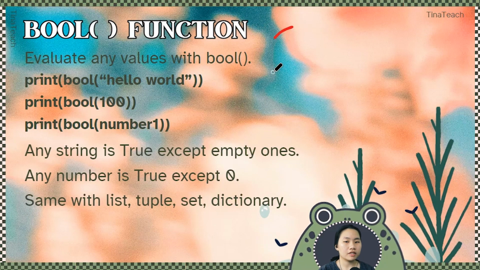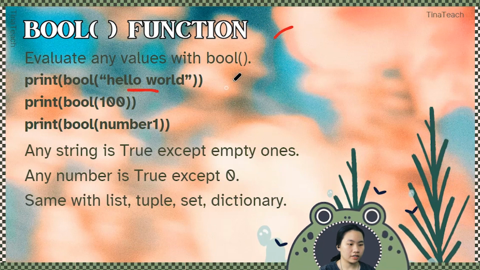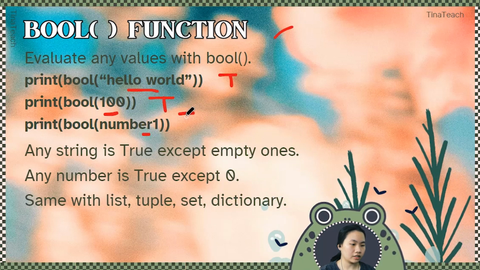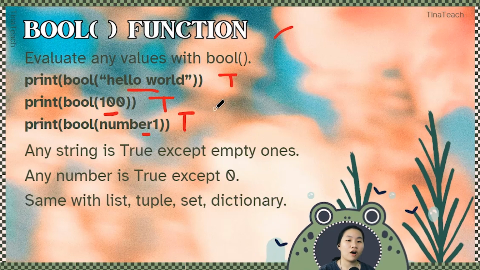We also have a cheeky little function, bool. It will evaluate any value that you put within it. So you can evaluate a string, this would return true. You can evaluate an integer, returns true. You can evaluate a variable, number1, which is 500, also returns true. So a lot of values are true.